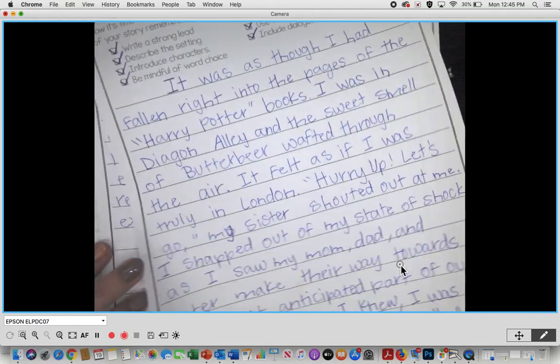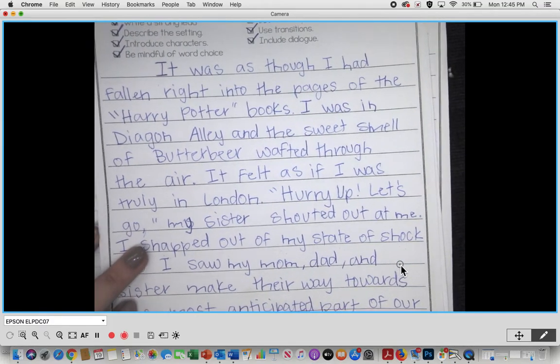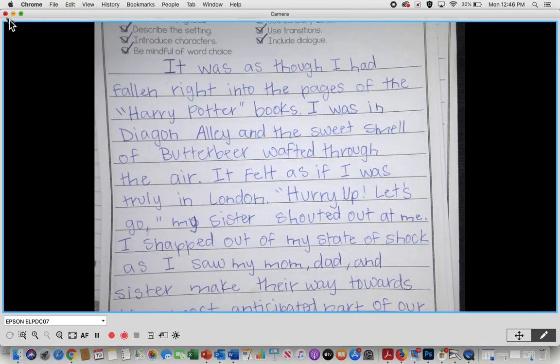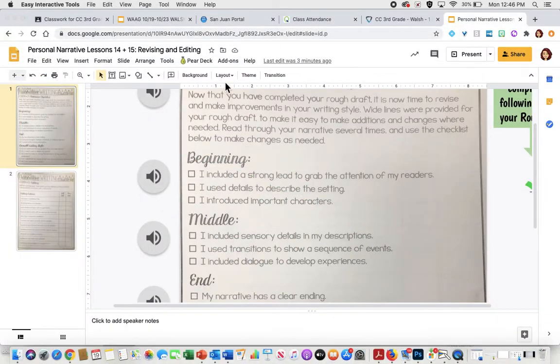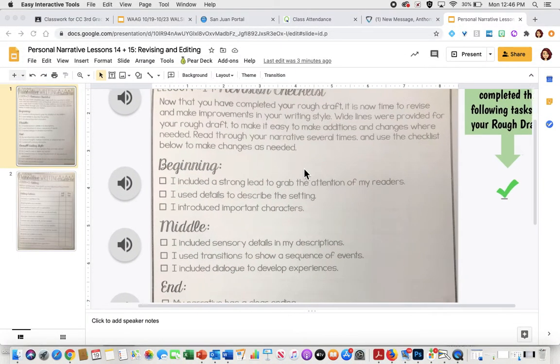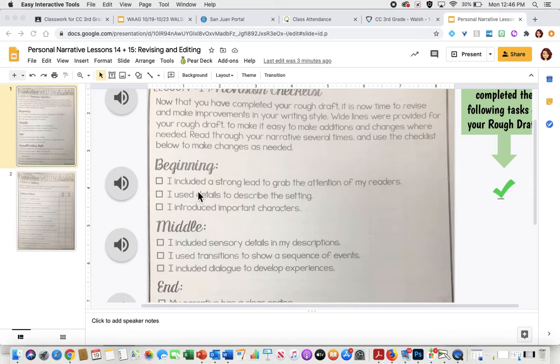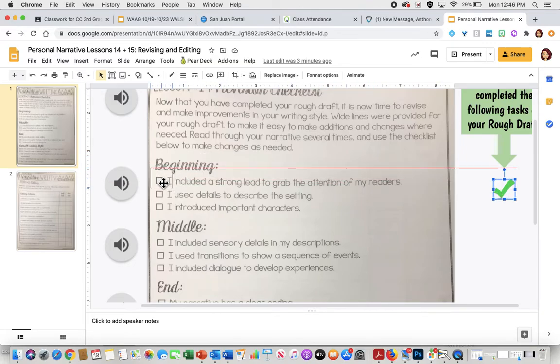I'm going to go back to my checklist, and I'm going to make sure that I've completed all these jobs. It says, I included a strong lead to grab the attention of my readers. Well, I start talking about how I feel like I'm exactly in the book, and I think that's a really interesting way to start my story. So I'm going to click, and I'm going to drag it off here.